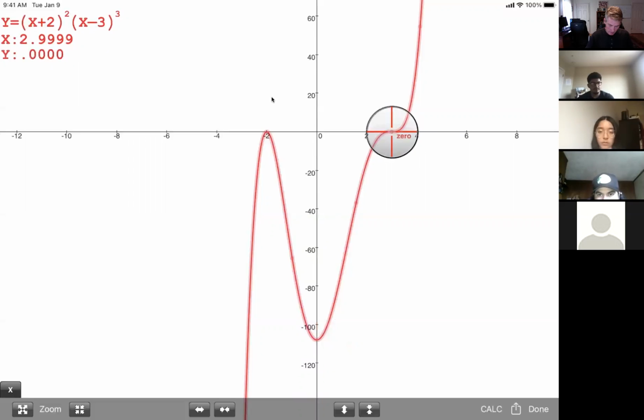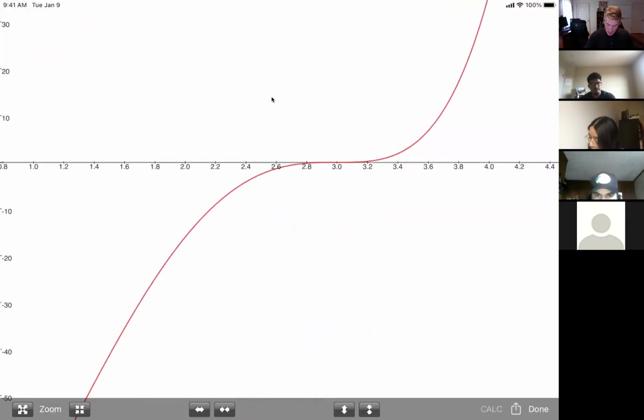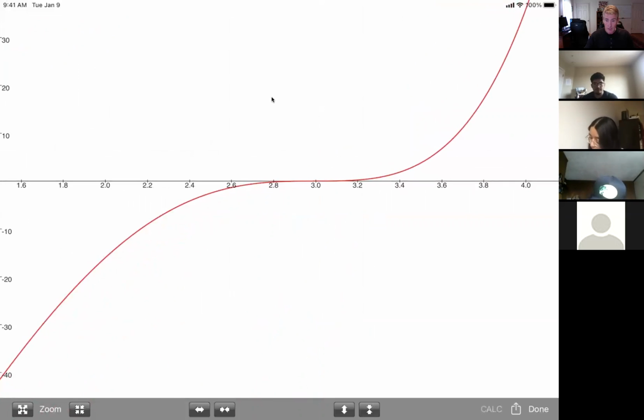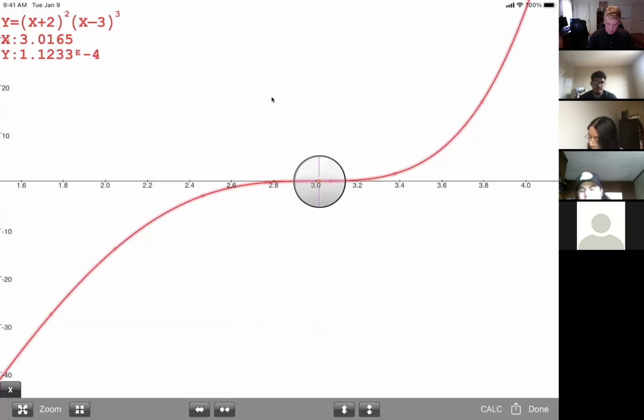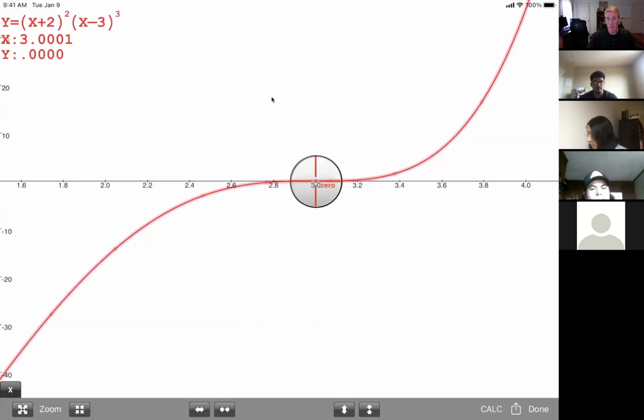Can't seem to land right on the 3. All right, close enough, 2.999. And right there, the derivative also equals 0. So for this one, as it goes through 3, okay, there we go, right on 3. As it goes through 3, it goes horizontal just for a moment. And horizontal means that the slope is 0. So that is correct. So it looks like all 3 of the answers are correct.